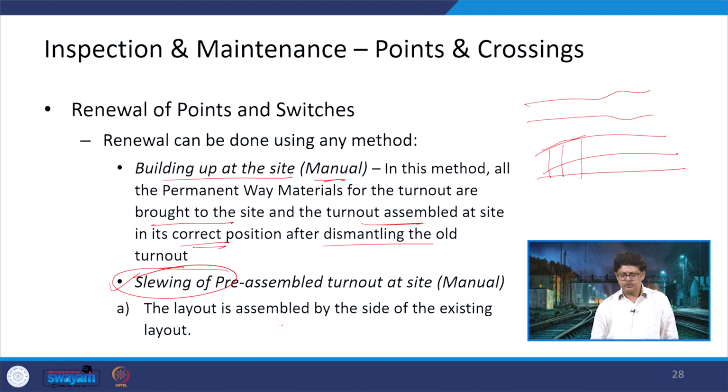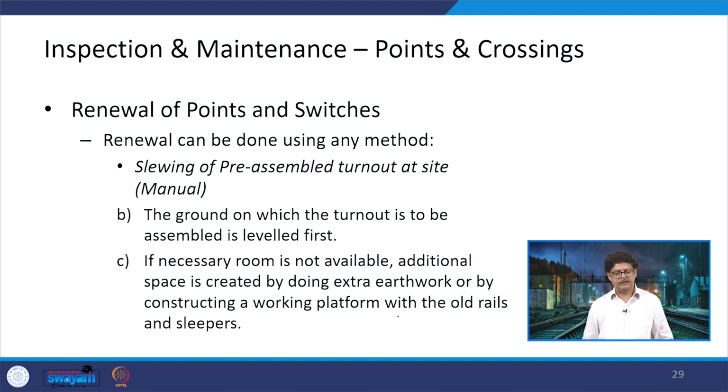So, the layout is assembled by the side of the existing layout. That means we put pegs to do that, and the ground on which the turnout is to be assembled is leveled. If necessary room is not available, then what to do? Additional space is created by doing extra earthwork or by constructing a working platform with the old rails and sleepers. Afterwards, that material will be removed from that location.